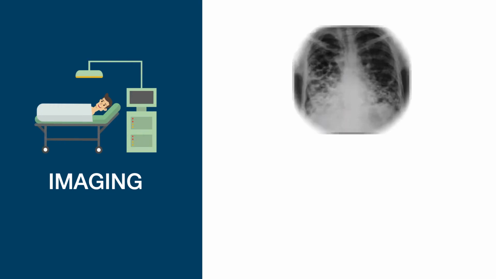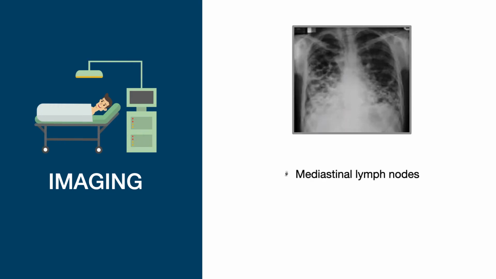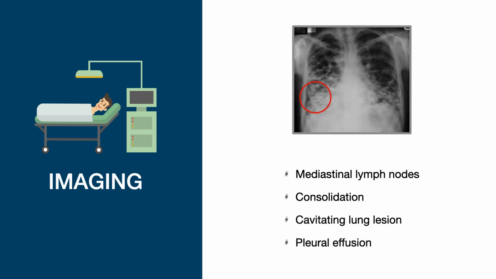Radiologically, consolidation or cavitating lung lesion is characteristic of pulmonary tuberculosis. Mediastinal lymph nodes also can be seen, and if the infection has extended involving the pleura, then exudative pleural effusion is also seen. This fluid is sampled for testing.